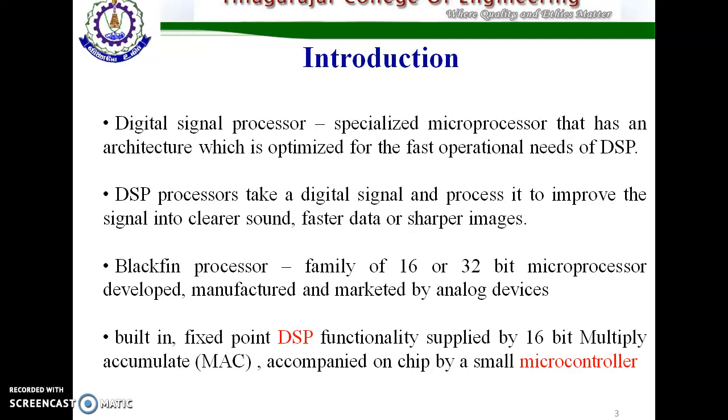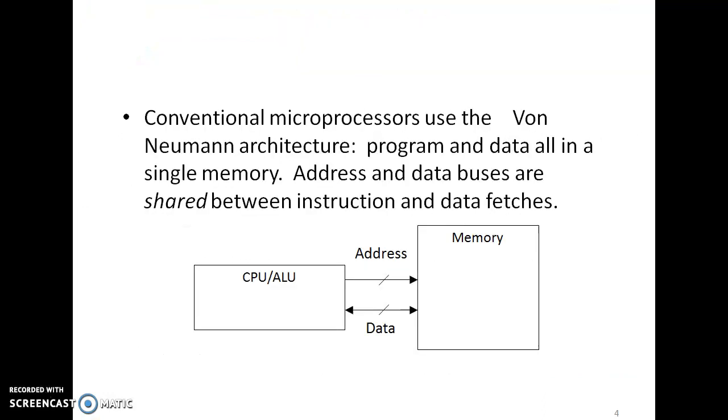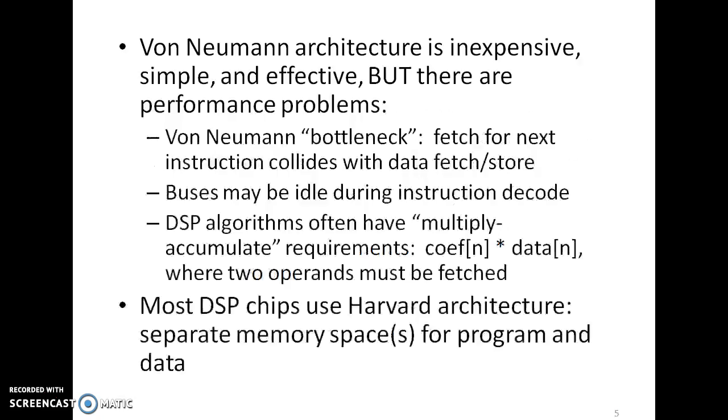Blackfin processor is a type of DSP processor. It has a special function unit called a 16-bit multiply accumulate unit, accompanied on a chip by a small microcontroller. A conventional microprocessor uses only a single memory unit, shared for both address and data. But most DSP chips use Harvard architecture. It has separate memory spaces for program as well as data, with separate memory allocation for program fetching and data fetching.